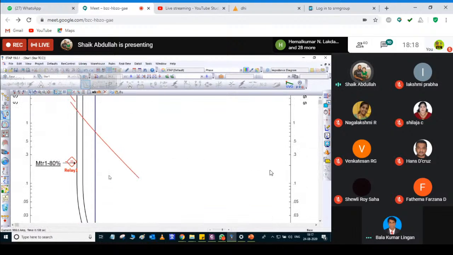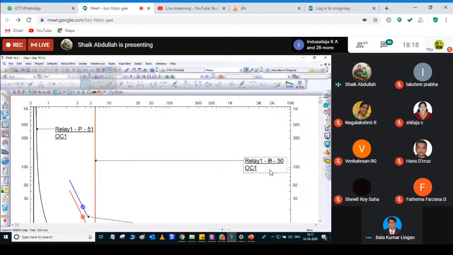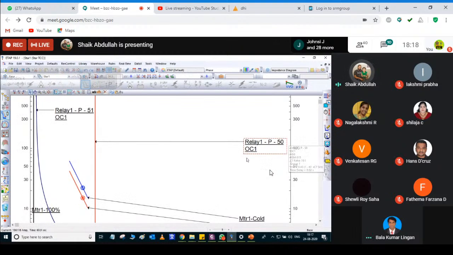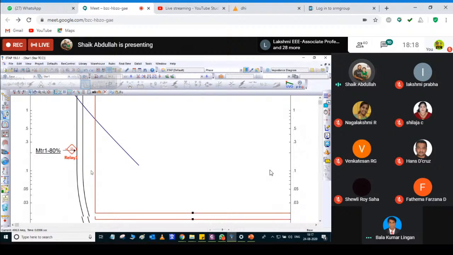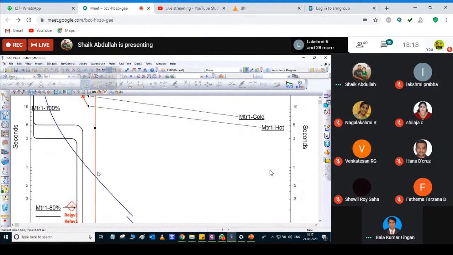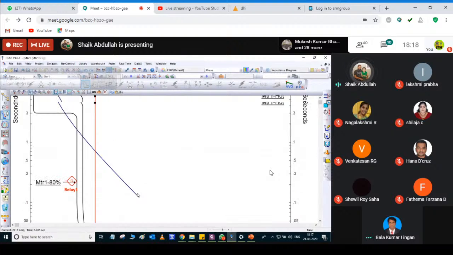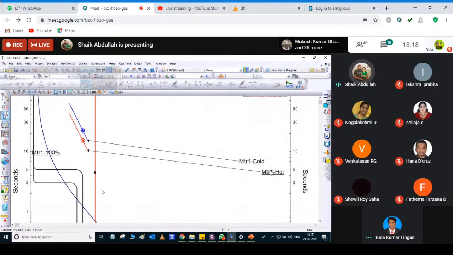This is the IDMT curve. And what about this? This is also relay 1, and this is a phase. This is a phase, and this is a 50 overcurrent, that means instantaneous overcurrent 50. This is nothing but DMT. Now these two curves are not integrated. It is in a different function and this is in a different function.